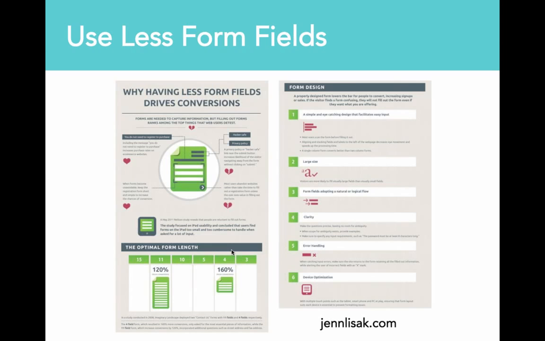So this is from Jen Lesak's website, and she wrote this great blog post, and I encourage you all to look it up afterwards to look at form and form length and how to optimize your forms, especially donation forms on your websites. And I completely recognize that you need things like credit card numbers and all that information, and so take all of this with a little bit of a grain of salt. But in general, the optimal form field number is 4. So as you can see from this infographic, by using only 4 form fields in your form, you're increasing your conversion rate by about 160%.